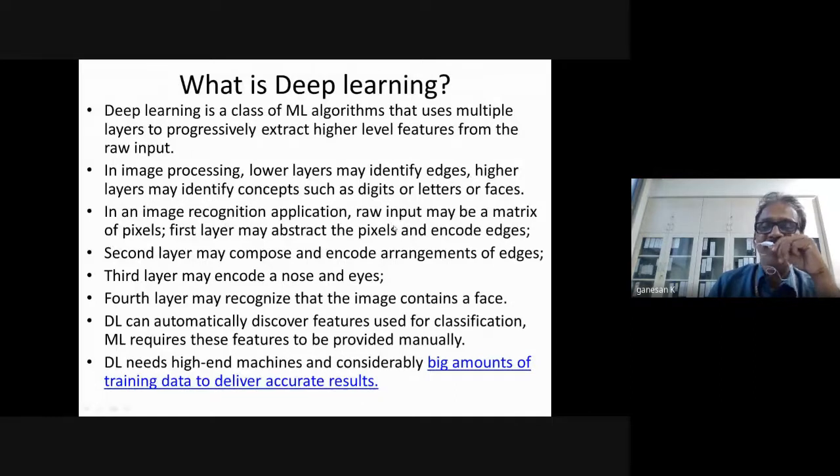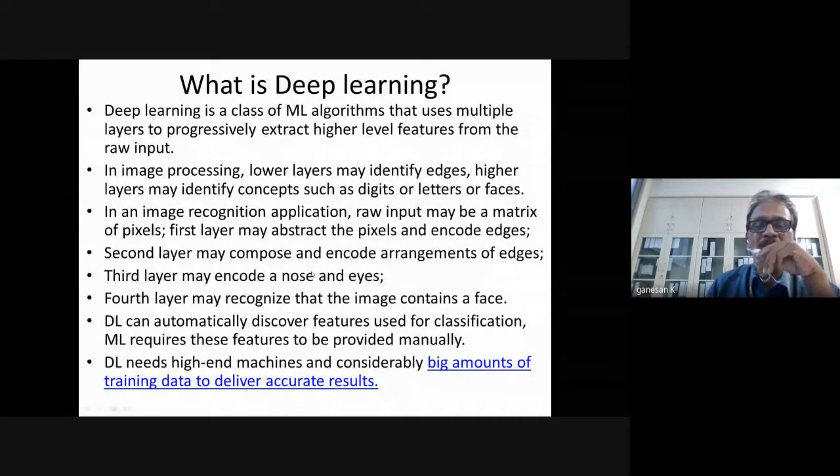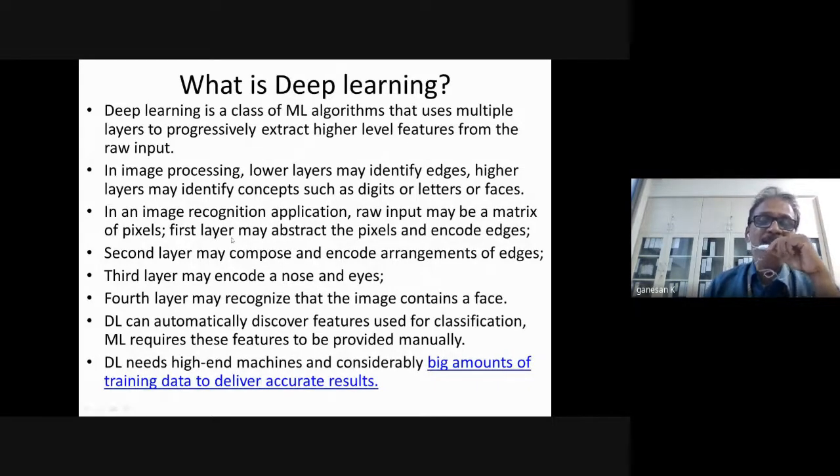In an image recognition application, the raw input may be a matrix of pixels. The first layer may abstract the pixels and encode the edges. The second layer may arrange the pixels. The third layer may find some simple small objects like nose and eyes. The fourth layer may find even bigger objects like your face and so on. So when you add more and more layers, and you feed the weight matrix following your backpropagation, which adjusts the weights between input and output in a systematic way, you get systematically more and more connected objects, which give you the object that you want to identify.